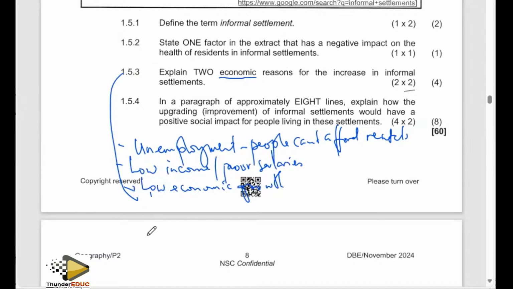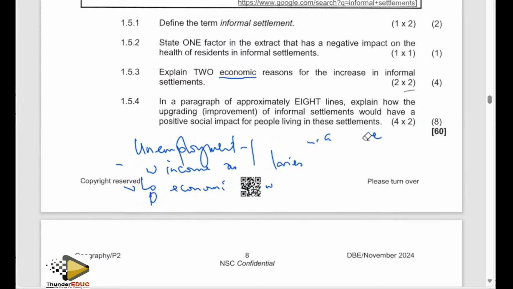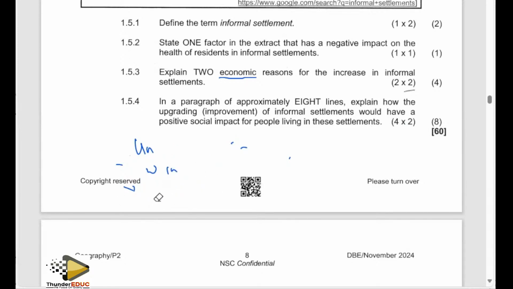Or you can also talk of poverty, extreme poverty in South Africa. People cannot afford the basics and they cannot afford decent accommodation. So those are some of the economic reasons, but we are not limiting ourselves to those. You can also figure out your other responses based on economic reasons to why there's sprouting of informal settlements across South Africa.